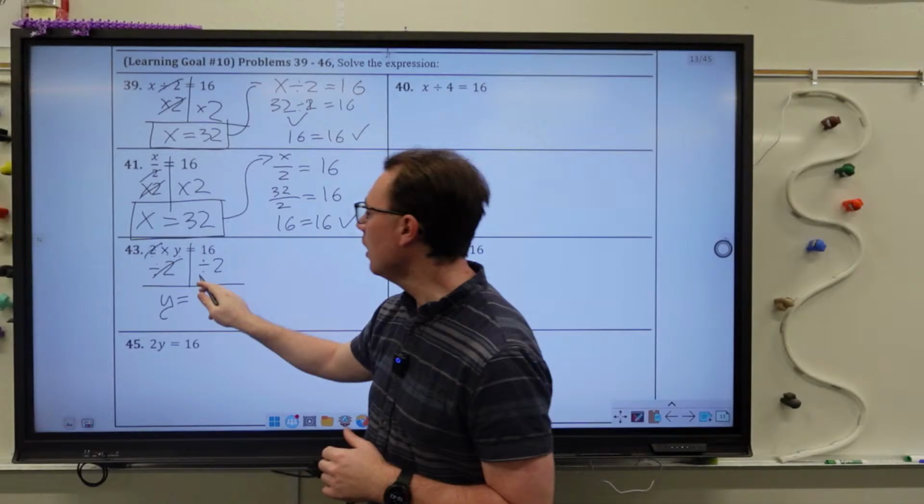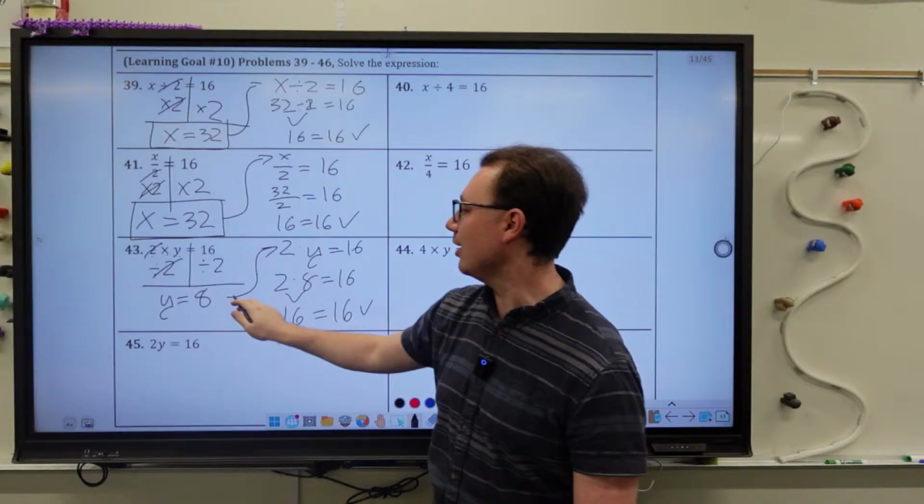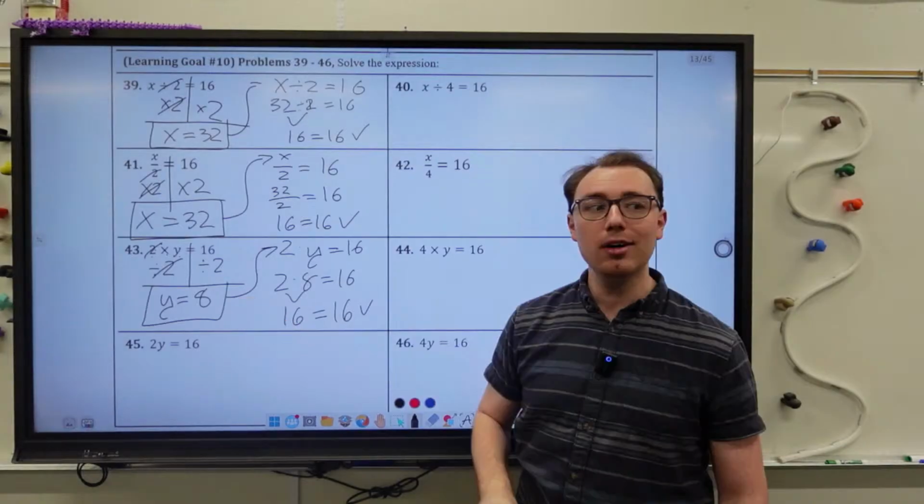Now we want to double check this answer by plugging in this 8 into this expression here, where we get 2 times y is equal to 16. 2 times 8. We know 2 times 8 is 16, and since 16 is equal to 16, we know that that value there is 100% correct.